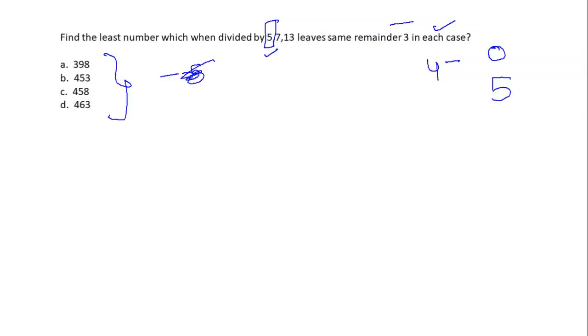398 minus 3 gives you 395, possible. 453 minus 3 is 450, possible. All 4 are giving you that option.